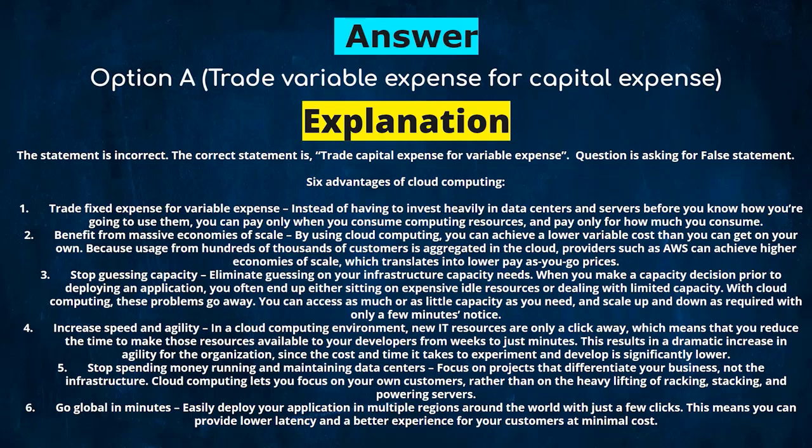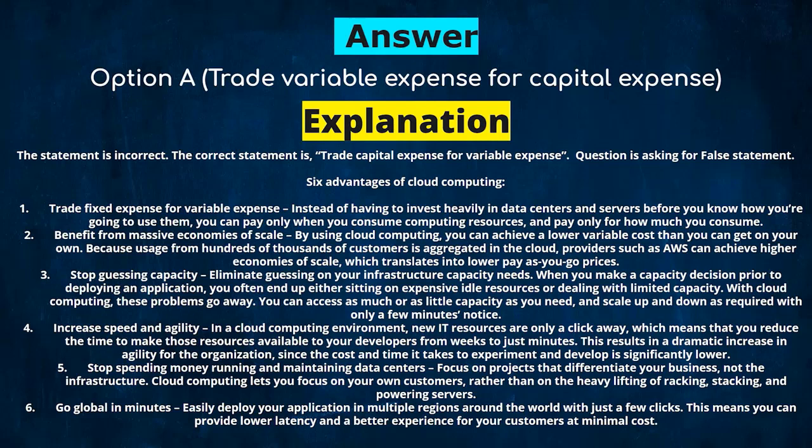6 advantages of cloud computing. Number 1. Trade fixed expense for variable expense. Instead of having to invest heavily in data centers and servers before you know how you are going to use them, you can pay only when you consume computing resources and pay only for how much you consume. Number 2. Benefit from massive economies of scale. By using cloud computing, you can achieve a lower variable cost than you can get on your own, because usage from hundreds of thousands of customers is aggregated in the cloud. Providers such as AWS can achieve higher economies of scale, which translates into lower pay-as-you-go prices.